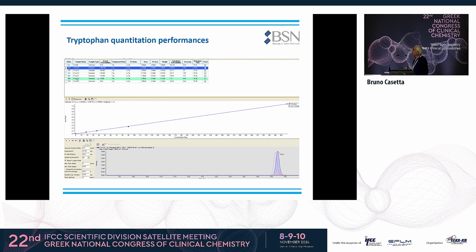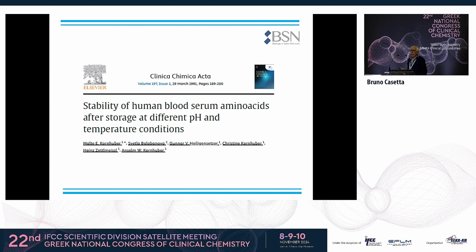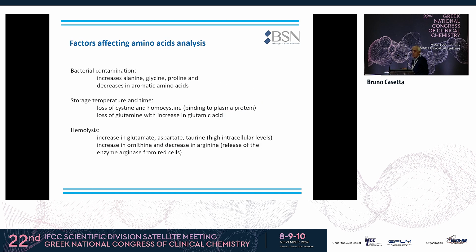This is the tryptophan, another amino acid subject to oxidation. And an important point for us, which we discovered by chance, is the stability of the amino acid. We made some experiments, and it came out that the analysis of the serum amino acids should be done as soon as possible after the collection of the specimen.